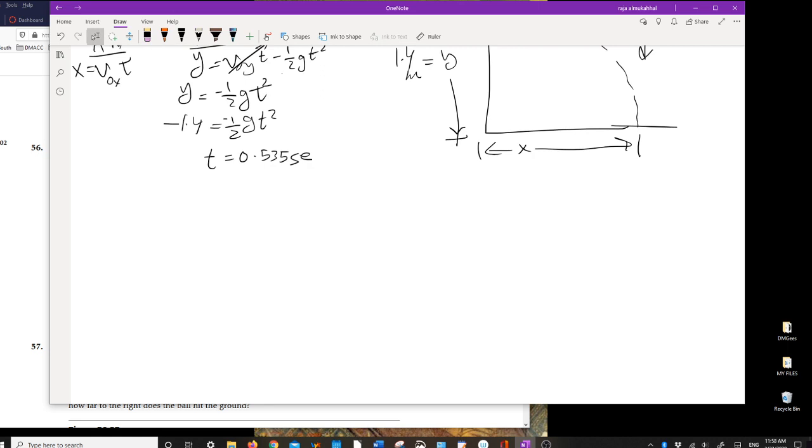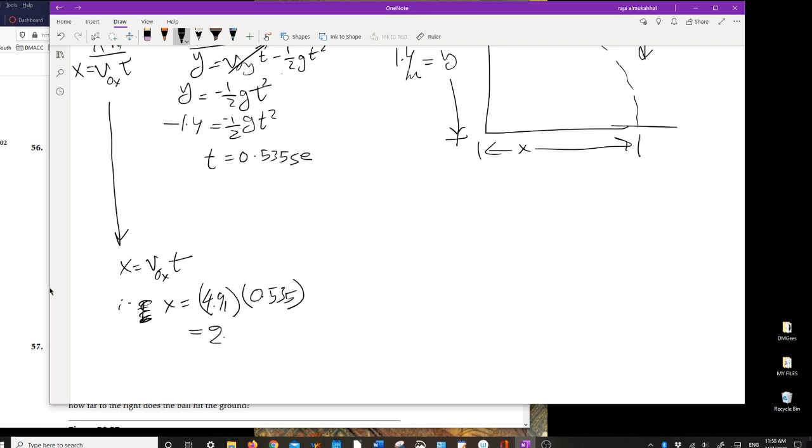Therefore, x is equal to v naught x times t. X equals v naught, which we have just calculated as 4.91, times the time 0.535, and then we calculate the distance traveled as 2.63 meters. And there we go. Got it? And that's it I wanted to talk about.